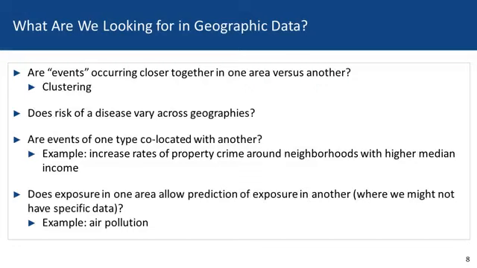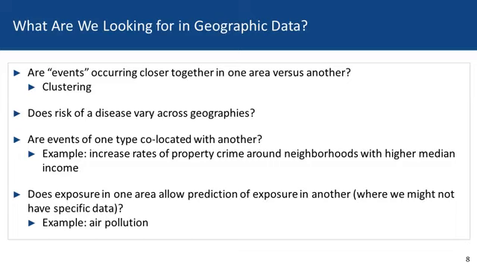So what are we looking for in geographic data? We might ask, are events occurring closer together in one area versus another? That is, is there clustering of events? Does the risk of a disease vary across geographies? Are events of one type co-located with another? For example, do you see increased rates of property crime around neighborhoods with higher median income?